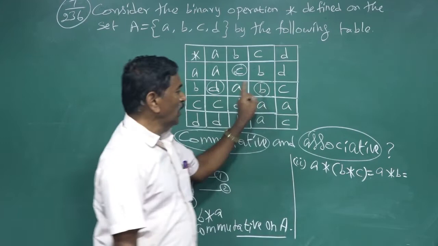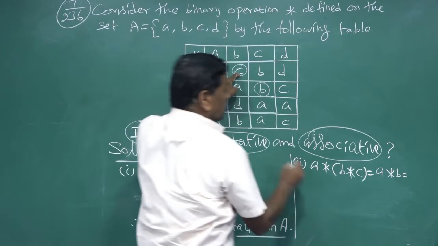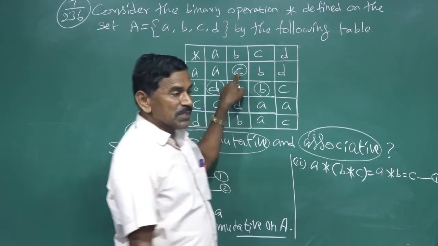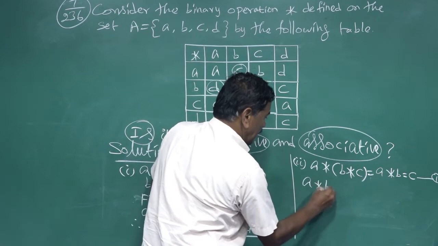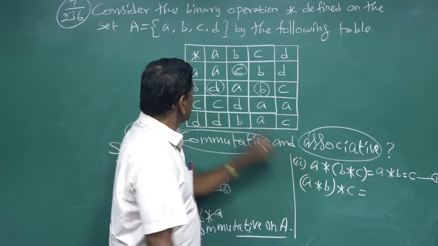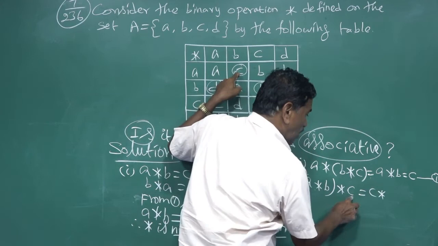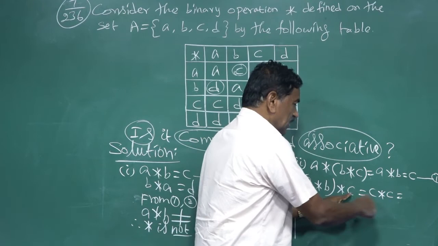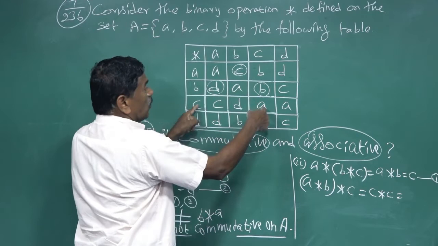Now, what is a star b? A star b is equal to c. So this is equal to c, which is the first equation. Next, change the bracket: (a star b) star c. What is a star b? It is c. The bracket answer is c, and star c is already fixed. Now, what is c star c from the table? Yes, c star c is equal to a. So this is equal to a, which is the second equation.